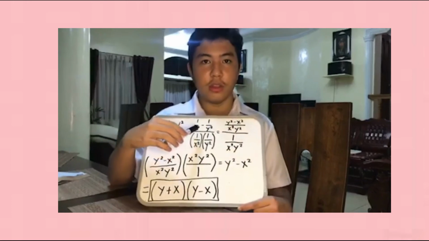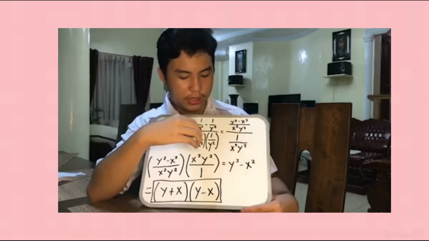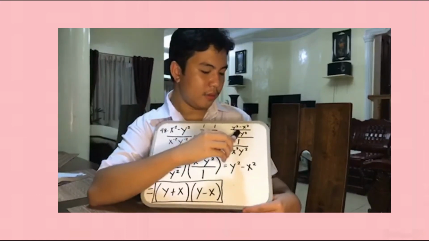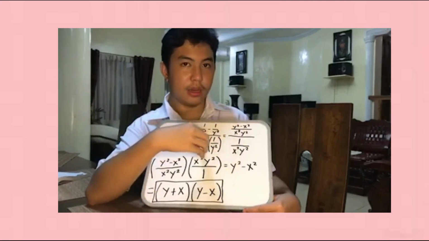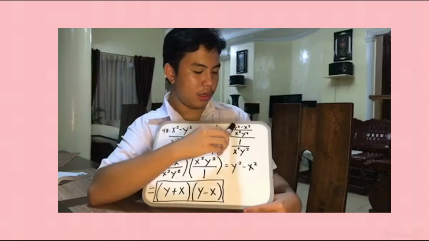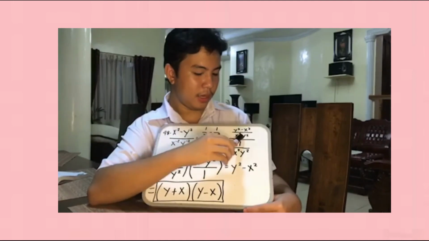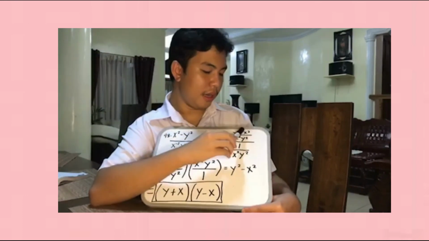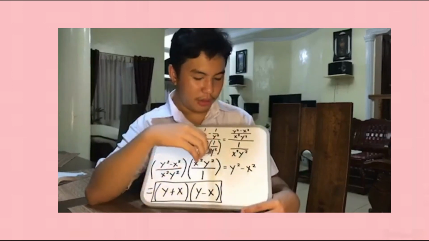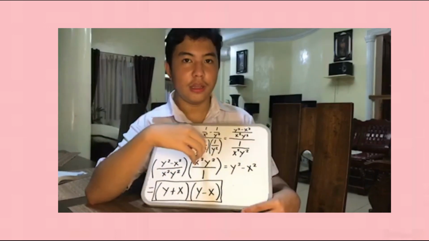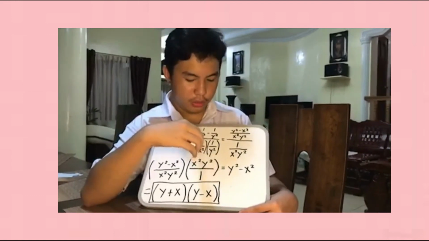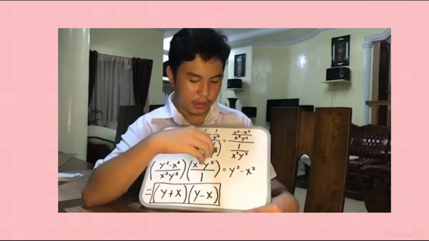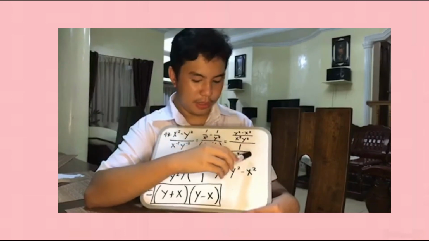So to solve the numerator, we must find the LCD. So the LCD of these two fractions is x squared y squared. Then x squared y squared divided by x squared times 1 is equal to y squared, and x squared y squared divided by y squared times 1 is equal to x squared, and the minus sign. In the denominator, we must multiply the two fractions. So 1 over x squared times 1 over y squared is equal to 1 over x squared y squared.